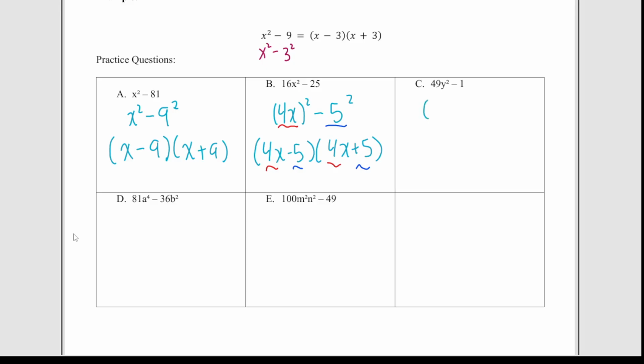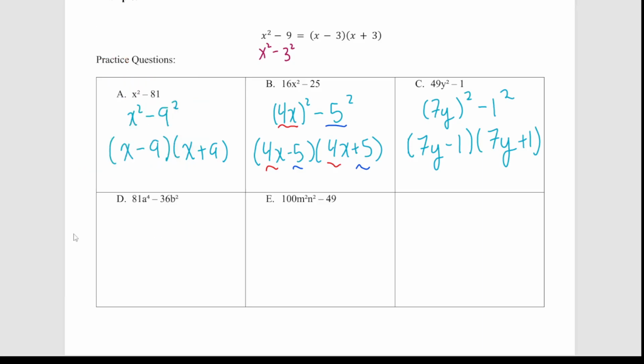So for this first one, 49y squared is really 7y in parentheses squared minus 1 squared, since 1 times 1 gives us 1. So we would have one parenthesis that would be 7y minus 1, and the other one would be 7y plus 1. And again, if I were to FOIL it back out, I should get back to the original. For the next one, for both of them we have to really carefully think through both a variable and a number that must have been squared.